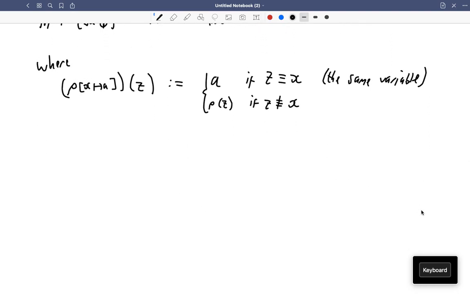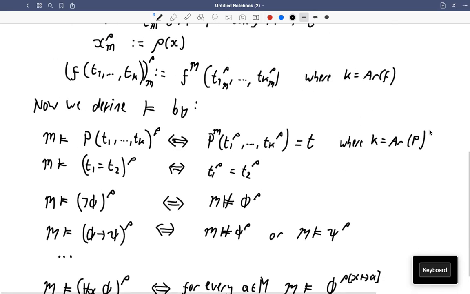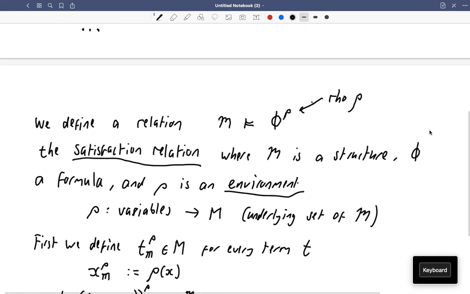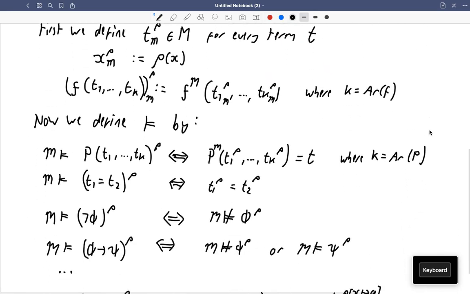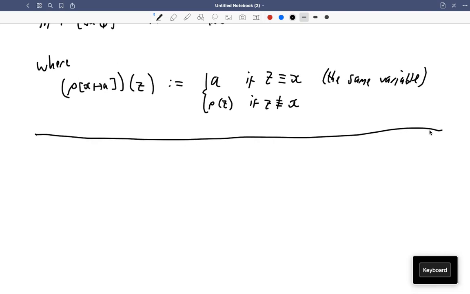And that is essentially the definition of the satisfaction relation. So it's rather complicated. This is really a significant way in which first order logic, or predicate logic, which as I said is the same thing, is more complicated than propositional logic.